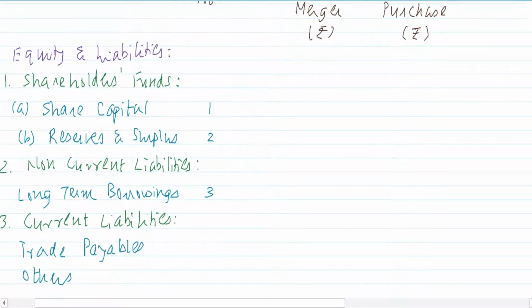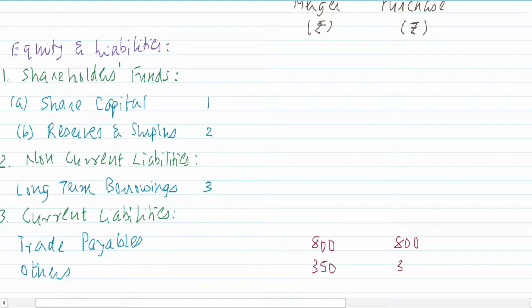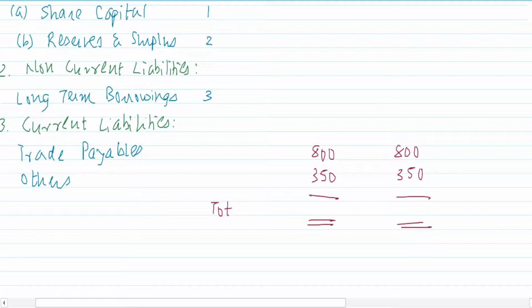And it will be the same, whether it is amalgamation in the nature of merger or amalgamation in the nature of purchase. So trade payables, I get as 800 for both, and others, I get that as 350. We leave a line blank for the total.